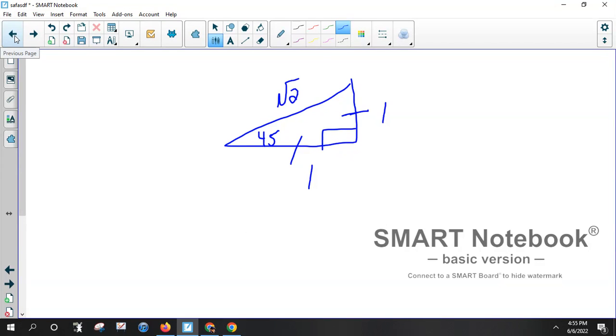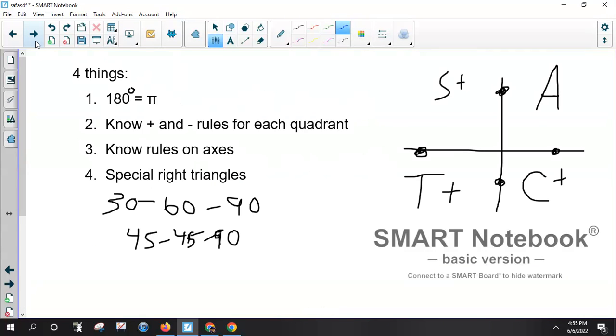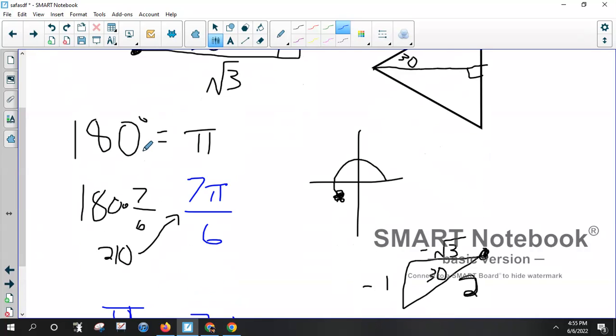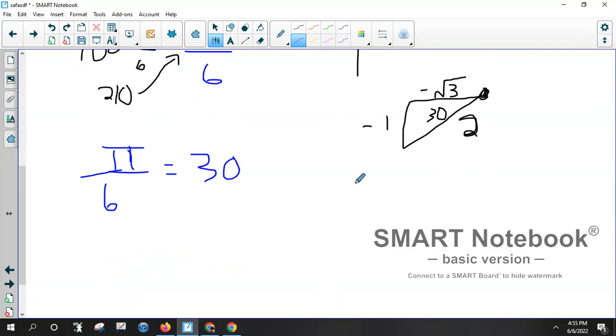So, with all those pieces together, let's finish our problem. I need the secant of 7 pi over 6. Pi over 6, that's a 30-degree angle. 7 over 6, that's numerator is 1 higher, that's third quadrant. Here's my triangle. Secant is the reciprocal of cosine. The secant of 7 pi over 6 is 1 over the cosine of 7 pi over 6. So I need the cosine of 7 pi over 6. I know it's negative, third quadrant. Cosine is adjacent over hypotenuse. And I want the reciprocal, 2 over negative square root of 3.